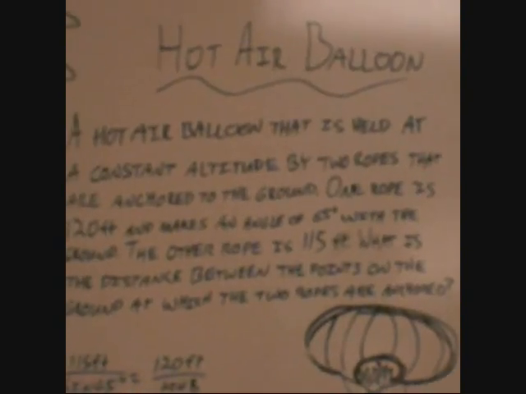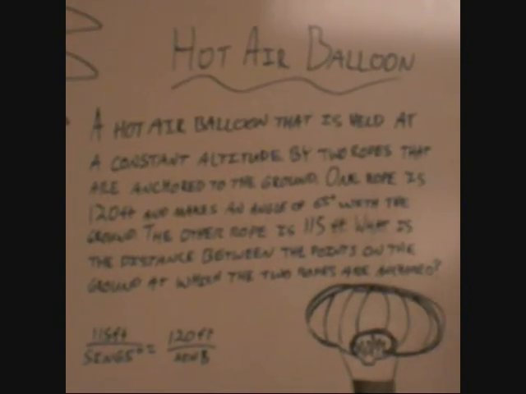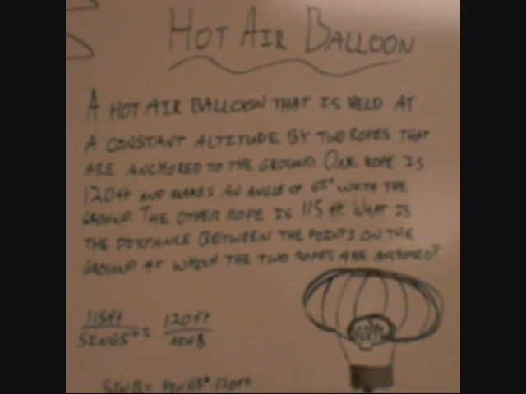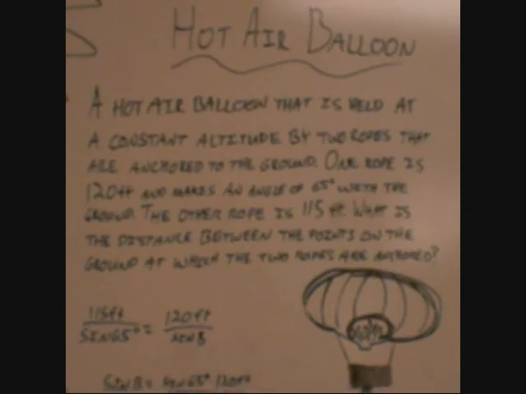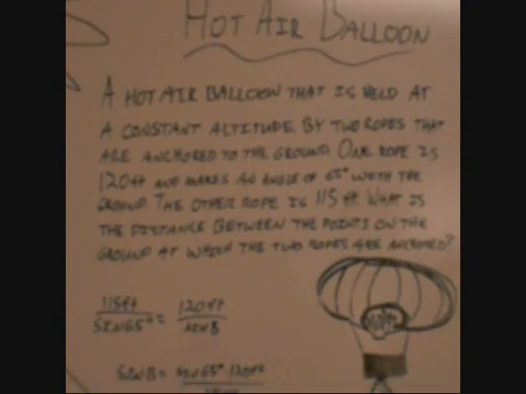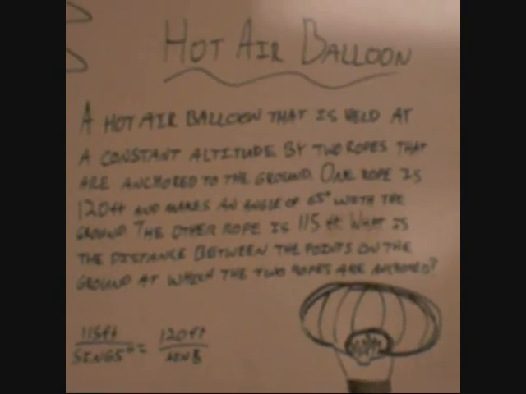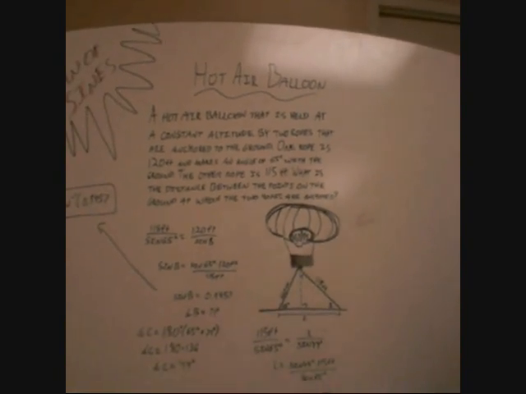The problem that I'm going to be using today is hot air balloons. A hot air balloon is held at a constant altitude by two ropes that are anchored to the ground. One rope is 120 feet and makes an angle of 65 degrees with the ground. The other rope is 115 feet. What is the distance between the two points on the ground at which the two ropes are anchored?